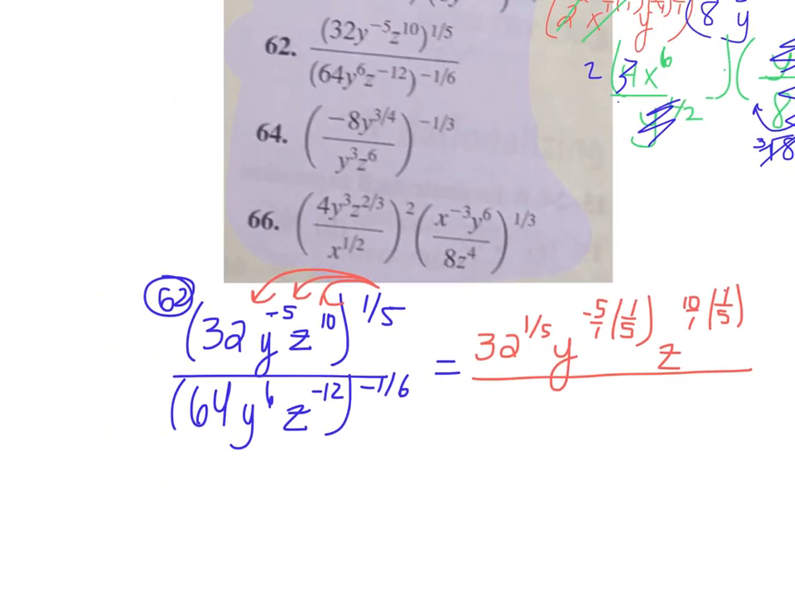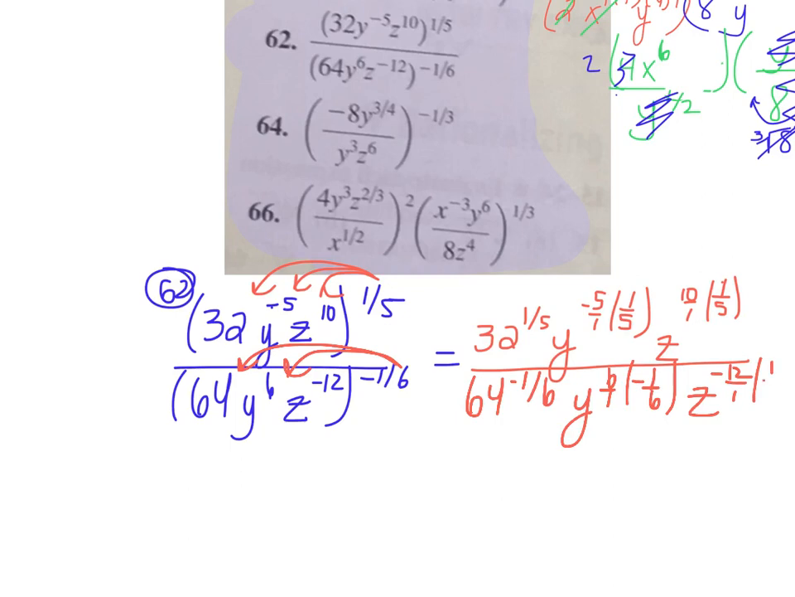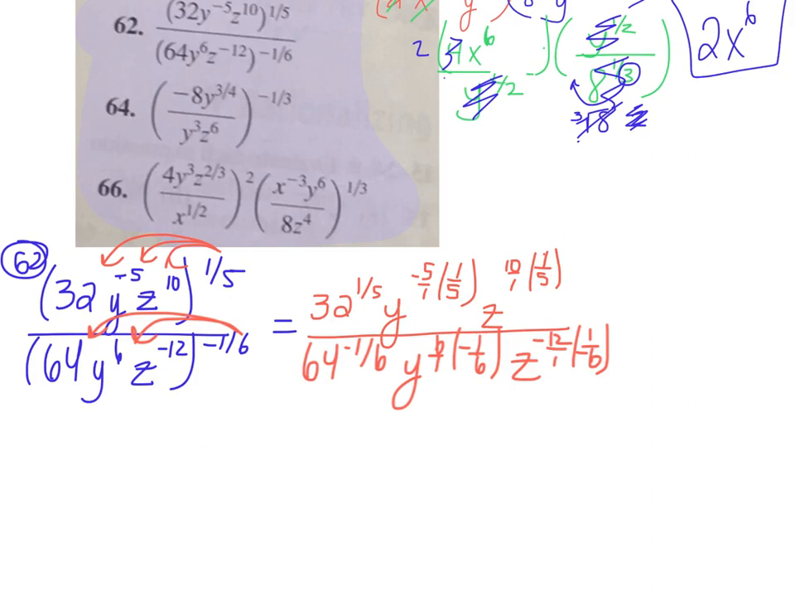Now let's do the bottom. What do I do with the negative 1/6? To everything. So 64 to the negative 1/6. Y to the 6 over 1 times negative 1/6. And then z to the negative 12 over 1 times negative 1/6. Now if you want to leave the numbers for right now, that's fine. You can just leave them. If you want to simplify, if you already know what the 5th root of 32 is, okay, great. But let's just simplify where we can, where we see stuff.